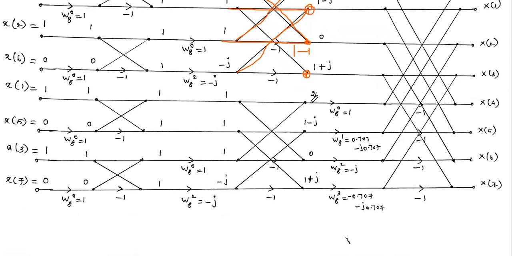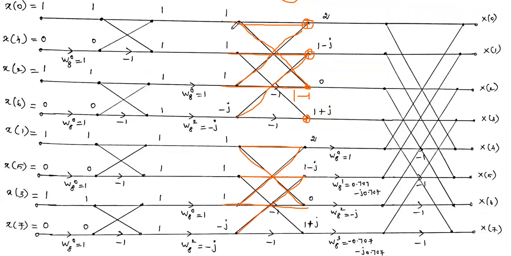Similarly, we have to find out the output here. You see here 1 and here 1, so 1 plus 1, 2. Similarly here 1 and here minus j, so 1 minus j. Similarly, in this point, 1 is available here and 1 multiplied with minus 1, so 1 minus 1, 0. Similarly, 1 minus of minus j, plus 1 plus j. So the output is 2, 1 minus j, 0 and 1 plus j. So the output of the second stage is also calculated.